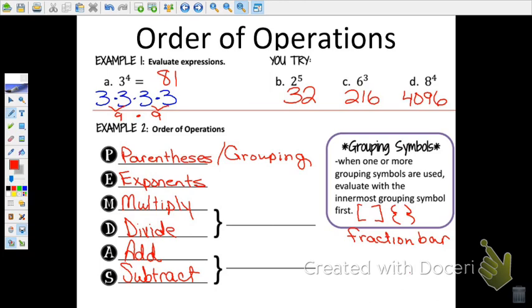So do I always multiply before I divide? No. Multiplication and division are actually on the same level. We work them left to right. And then we finish off with addition and subtraction, again, from left to right.